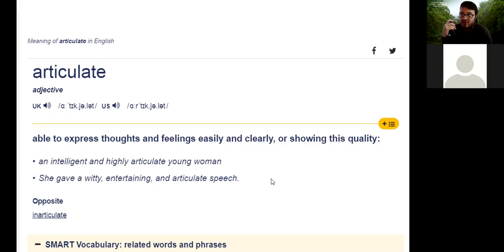For example, right now, Jackson articulated the meaning of articulate. Jackson articulated the meaning or description of the word articulate. Because you told us, expressed it very clearly to us.